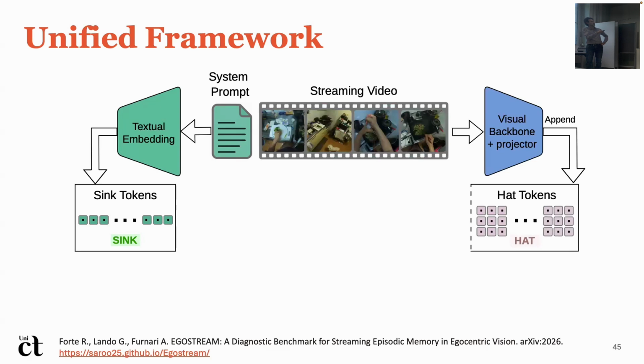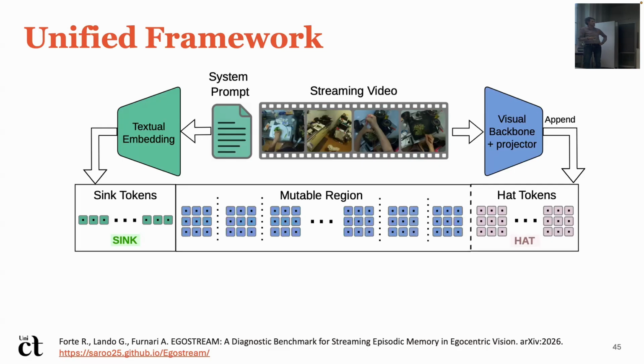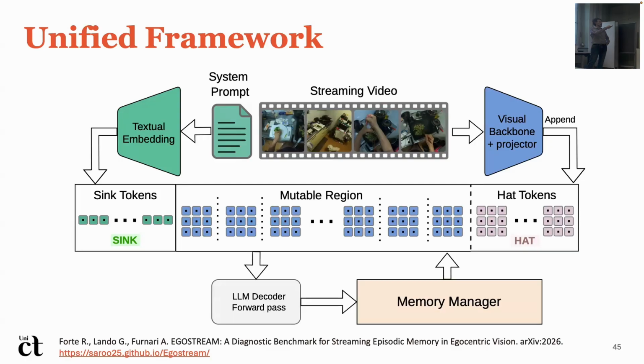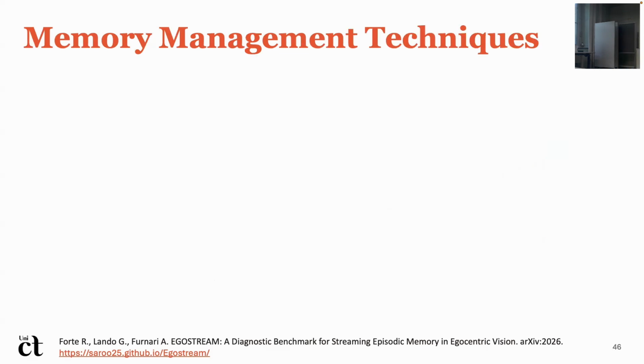Then you have the streaming video, and for each frame that comes in, you use a visual backbone plus a projector, and you append the token at the end of your KV cache. And then the part that you have in the middle is a mutable region where things can change. Now the idea is that you want to update this mutable region using some memory manager. You do an LLM forward pass, so that all these things attend to each other and are contextualized. And then you have a memory manager that tries to keep this KV cache at a fixed size. And these are the techniques that we found in the state of the art and that we investigate.